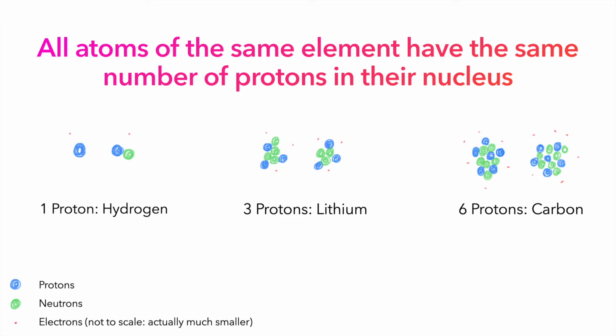Atoms of the same element can have different numbers of neutrons to form isotopes and therefore have different molecular weights. These concepts are something we'll cover in another video.